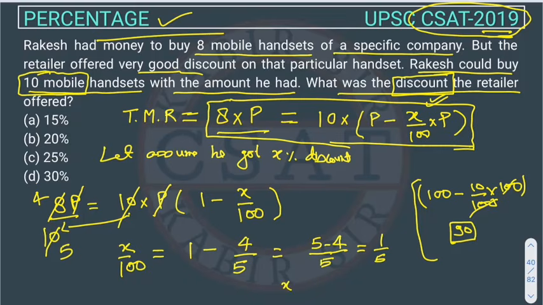Now X is equal to 100 by 5. So this will cancel, and it will be 20, so X will be 20. So this is the 20% discount offered to Rakesh, right? So the answer of this question is B.